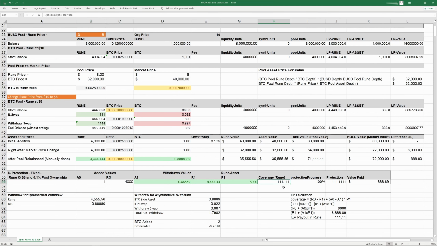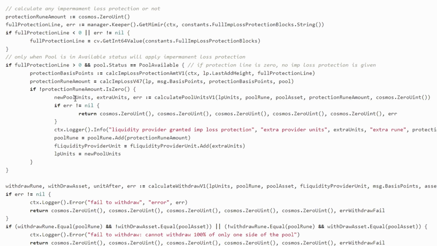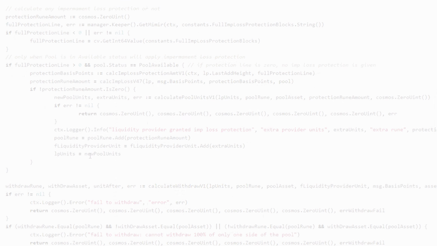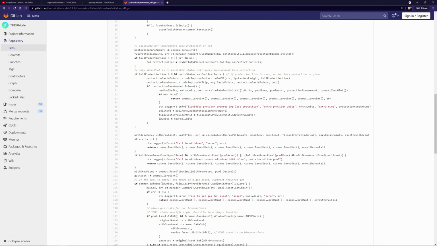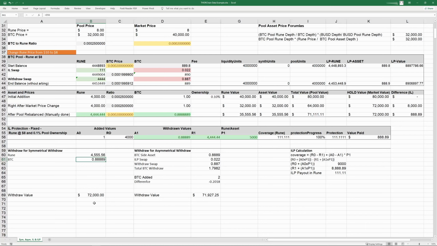Technically the 111 Rune would be added to your liquidity units, as if you would add them to yourselves, and then the withdrawal would be processed. You can read about it here. So it calculates the new units once your impermanent loss protection has been calculated here, and then it adds those new pool units to your liquidity unit. So it does an addition here. So that's how it actually works. I've simplified the example just by increasing the Rune value when withdrawal. So just bear with me for that one.